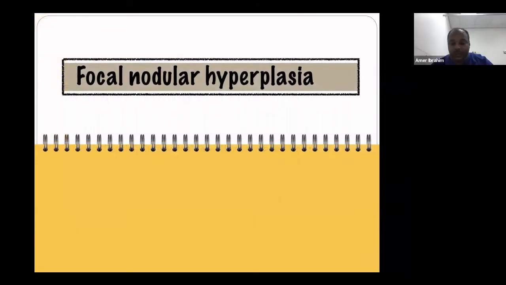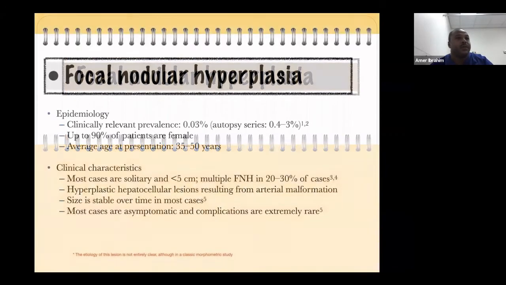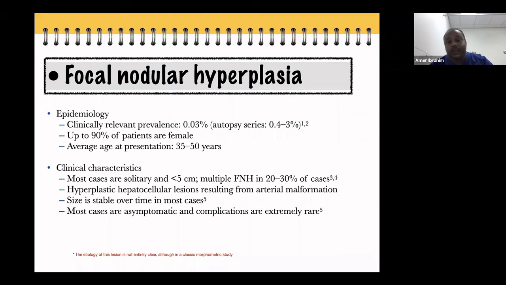So focal nodular hyperplasia is the second most common benign lesion present in the liver, and most of the time it's in the female gender, with the average presentation between 35 and 50 years of age. Clinically, it is most commonly solitary and less than 5 centimeters in size, but in some cases it could present as multiple lesions, in 20 to 30 percent of cases.